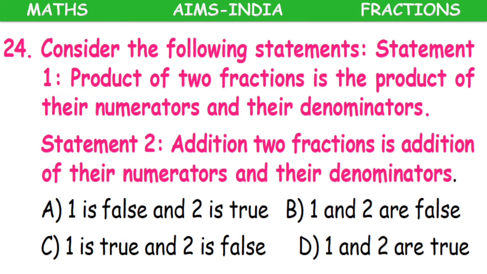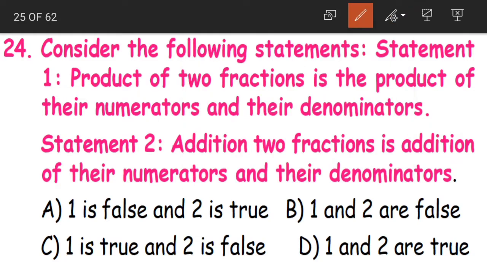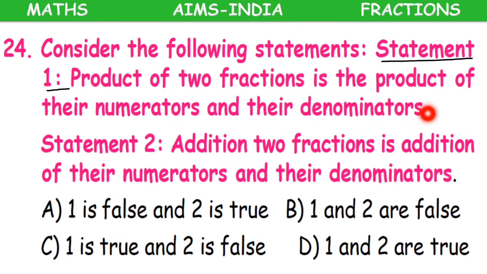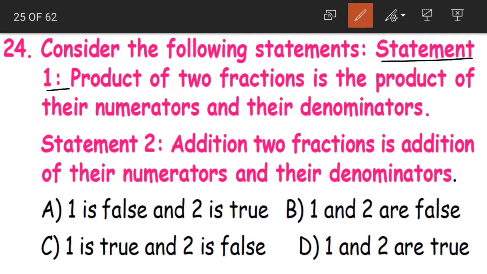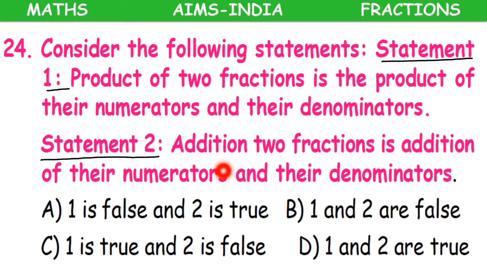Next question 24. Consider the following statements. Statement 1. Product of two fractions is the product of the numerators and the denominators. And then we have statement 2. Addition of two fractions is the addition of the numerators and denominators. And what options do we have? 1 is false and 2 is true. 1 and 2 both are false. 1 is true and 2 is false. And 1 and 2 are true.